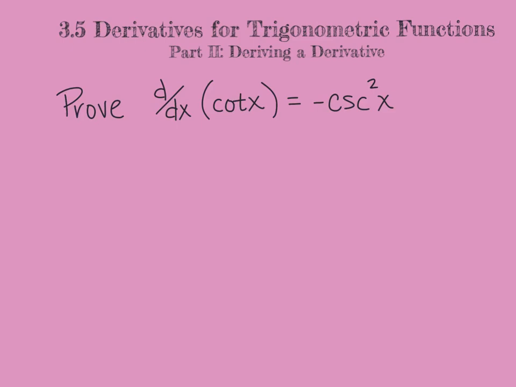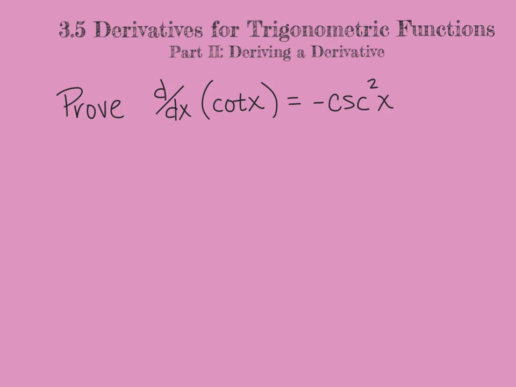Welcome to part 2 of section 3.5, where we are going to be deriving a derivative. So we want to prove that the derivative of cotangent of x is negative cosecant squared of x. This is just a rule that we need to know, but I want to prove why it works.